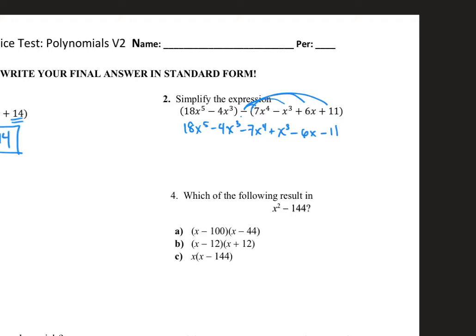Now we're going to combine like terms. So starting with my highest degree exponent, I have 18x to the fifth. And then I have my x to the fourth term, which is just negative 7x to the fourth. And then I have my x cubed terms. So negative 4 and positive 1 is negative 3x cubed. Then I have my minus 6x minus 11.